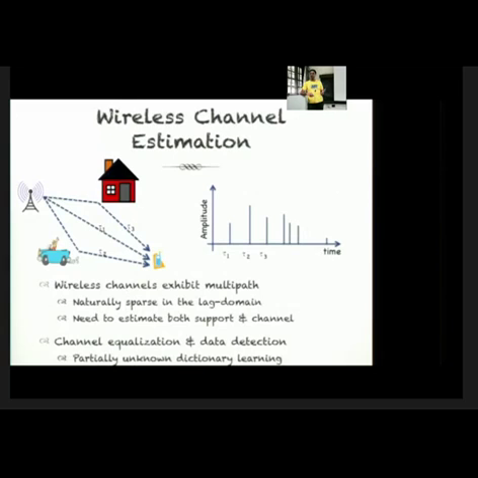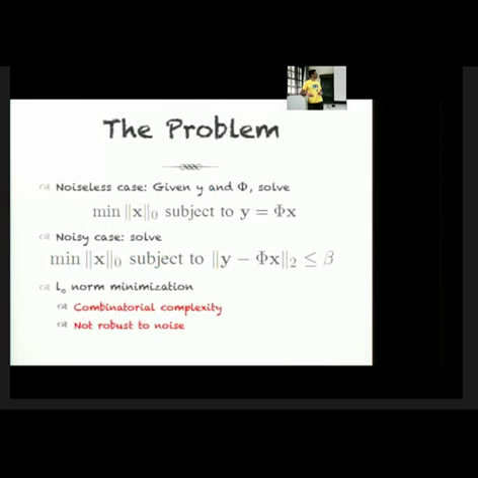And fundamentally, the wireless channel estimation problem is a problem of sparse signal recovery. So this is the problem. So mathematically stated, what you want to do is you're given, in the noiseless case, when there is no noise, the system of linear equations, y equal to phi x. Among all the solutions of this linear system of equations, you want to find the solution that has the minimum. This is called the L0 norm. Okay. The L0 norm simply counts how many non-zero entries there are in a vector.